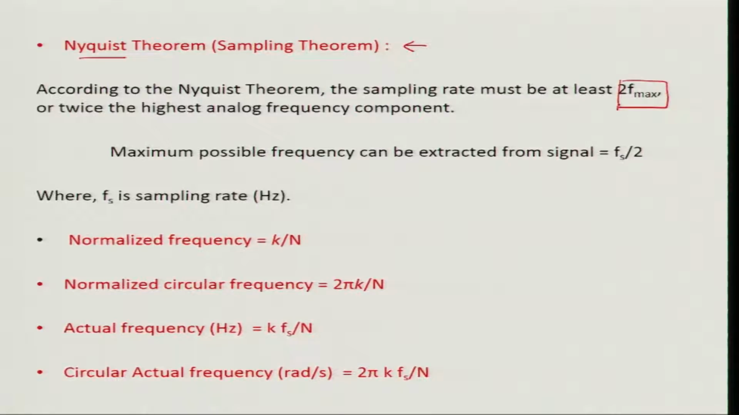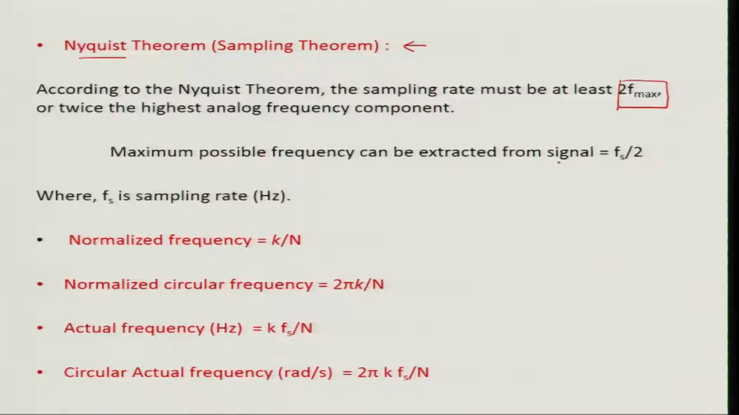Okay. So, if I think that my signal may have frequencies as high as 15,000 hertz, then my sampling frequency should be at least 2 times that, which is 30,000 hertz. So, that is what it means.